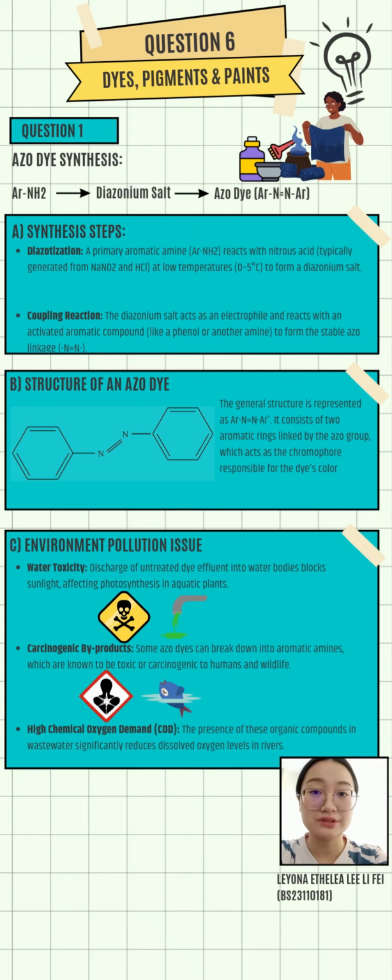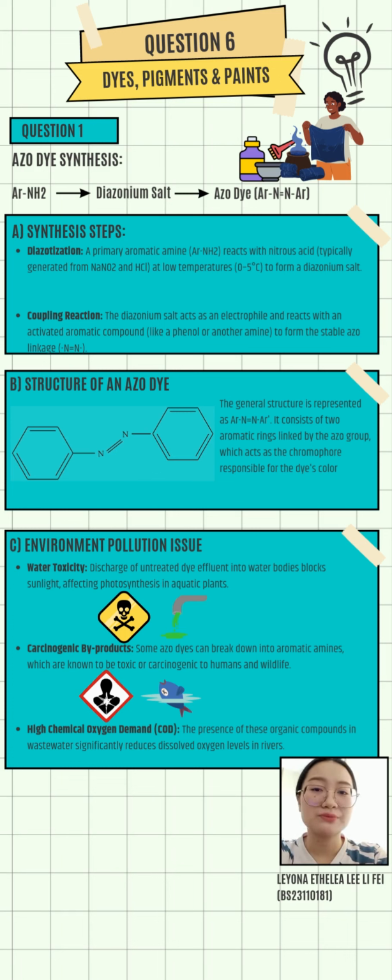Second is the coupling reaction. The diazonium salt acts as an electrophile and reacts with an activated aromatic compound like a phenol or another amine to form a stable azo linkage. In B, the structure of an azo dye: the general structure is represented as Ar-N=N-Ar. It consists of two aromatic rings linked by the azo group, which acts as the chromophore responsible for the dye color.